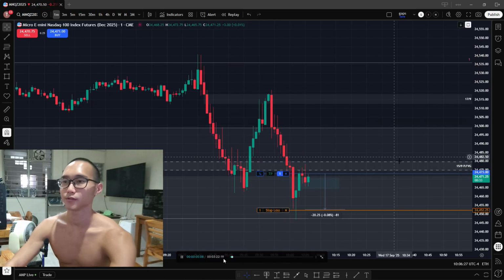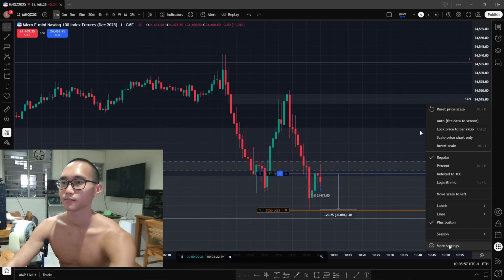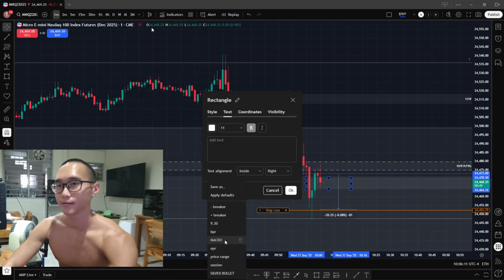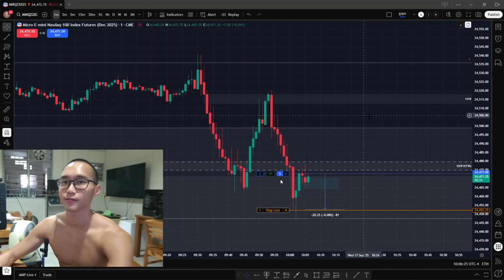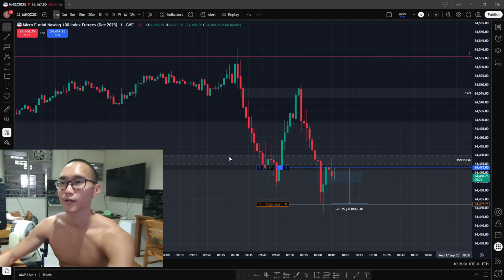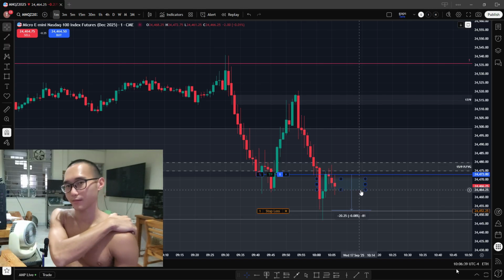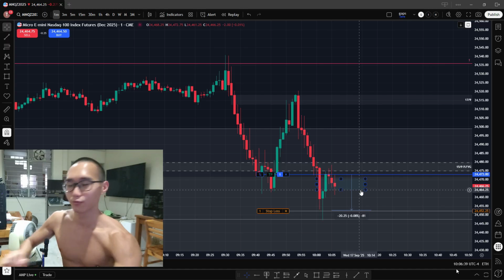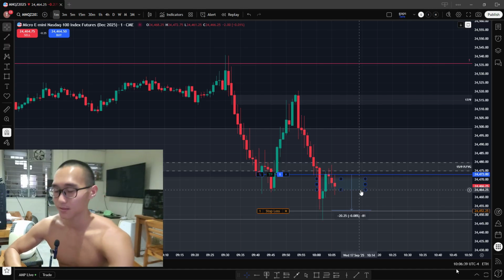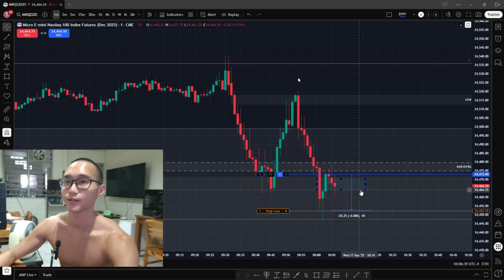So as you can see, I entered right at that emergent fair gap, which is also a gauntlet, and we have a fair gap right here also. Plus we have time, so it was at the 9:50 to 10:10 macro, and it also overlaps with the silver bullet time. So that's what I was trading.